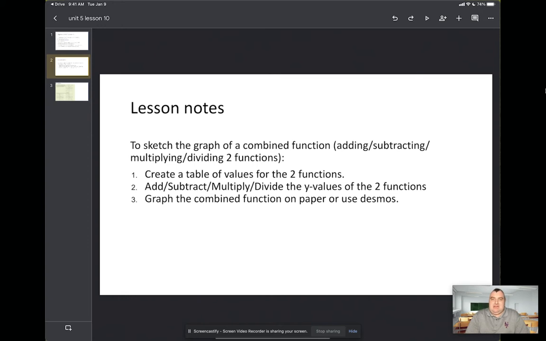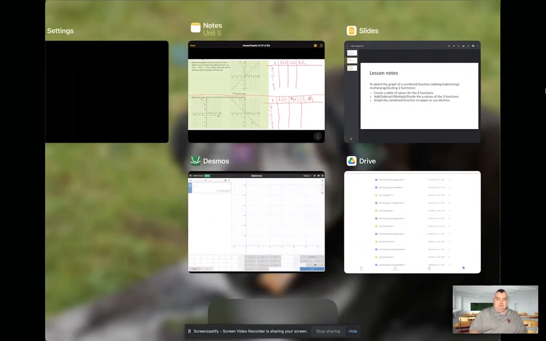So that would mean adding, subtracting, multiplying, or dividing two functions. To do that, we're going to create a table of values for the two functions. We're going to add, subtract, multiply, or divide the y values of the two functions, depending on what the problem is. And then we're going to graph the combined function on paper, or we can use Desmos. Okay, so with that in mind, let's go to our examples.